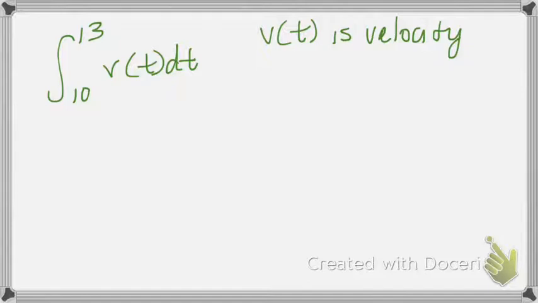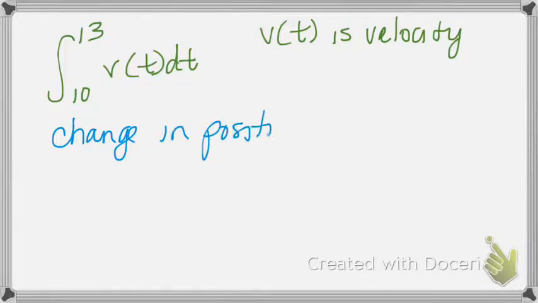So when you have an integral, this one would represent the change in position from 10 to 13. I didn't give you any units, but you would say maybe seconds or minutes or whatever the units in this particular problem would be. It's the change in that. So it doesn't represent the total distance, it represents where you are now compared to where you started at 10.